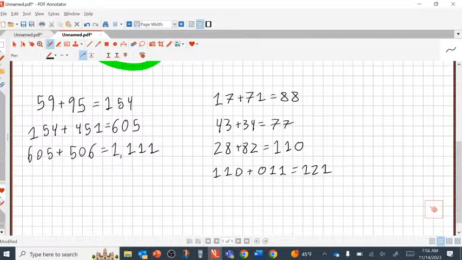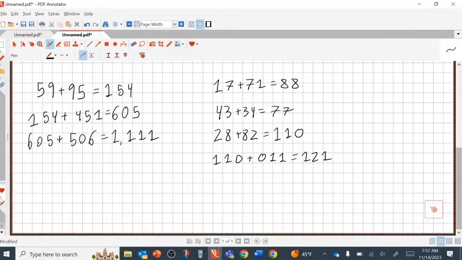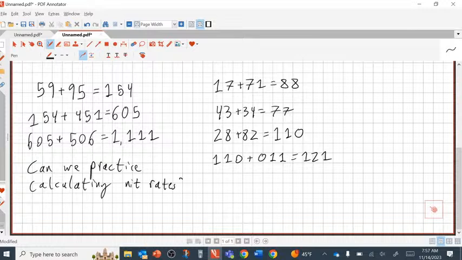All right. Let's see here. What is our first essential question? I would love to get that from Isla. Yeah. Can we practice calculating unit rates? We sure can.